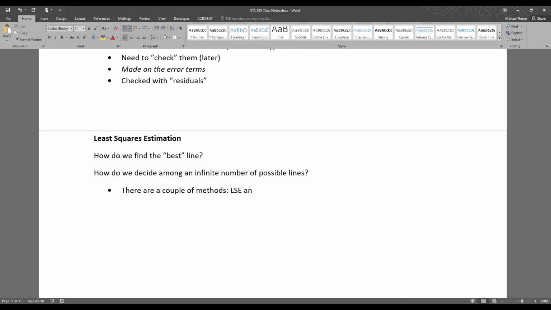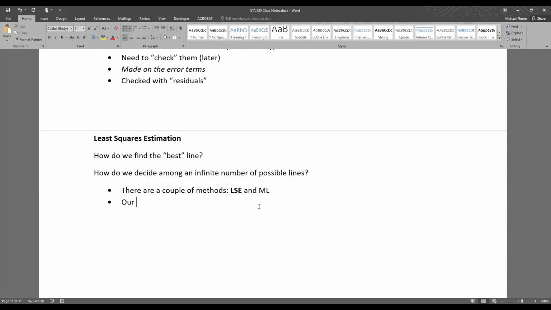I'll mention two of them. The least squares error, LSE, so least squared error is what LSE stands for, or least squares estimation. And then ML stands for maximum likelihood. We're going to focus on least squared error in this particular class, but maximum likelihood is a very fancy and broadly ranging technique that you can also use. They're not too different from each other and both are pretty useful.